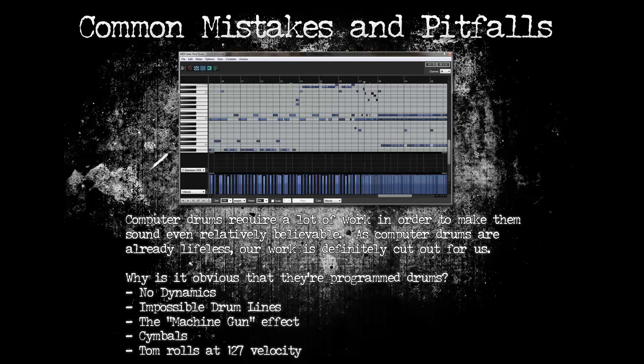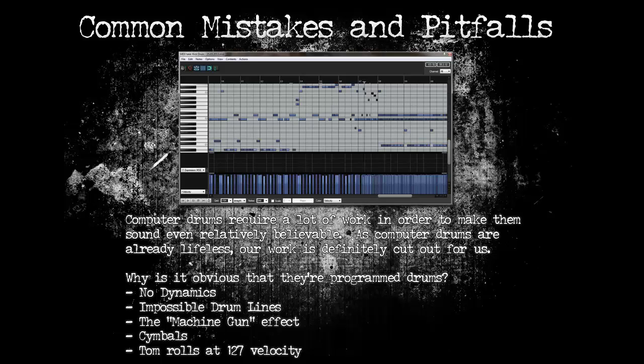Common mistakes and pitfalls. Drums are the single most important part of a song, as far as keeping the energy and the power, along with the bass, gluing it all together so that your guitars and your vocals sound good. If you have crappy drums or no bass, your song's going to be flat and dead sounding, kind of like how a computer would have played the drums. As computer drums are already lifeless, we definitely have our work cut out for us. So we have to find a way to breathe life into that which is already lifeless, if I can sound like some sort of Hollywood movie for a minute.